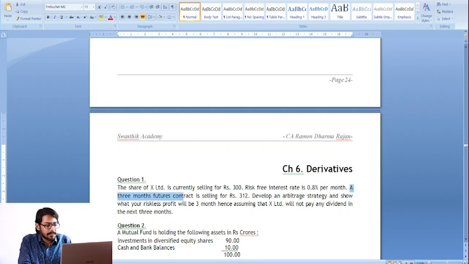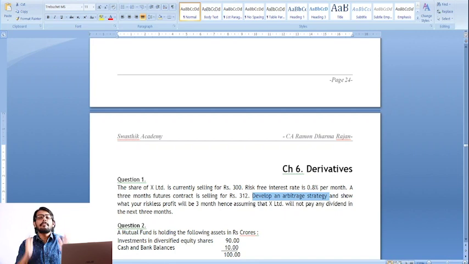A 3 months future contract, so a contract expiring after 3 months, is selling for 312. The future price is 312. Develop an arbitrage strategy.